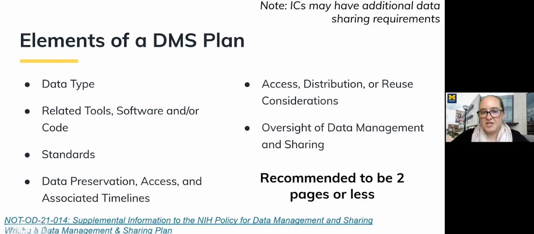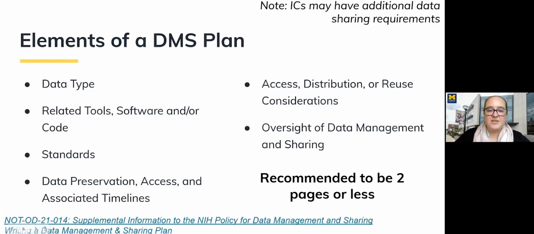So then the next logical question is, what should a plan contain? The NIH released a supplementary document with information about what elements are expected to be in a data management and sharing plan. And those are first data type, which is a brief description of the scientific data. Then related tools, software, and/or code, which is where researchers would indicate specific names of the tools and software needed to understand and reuse the data.